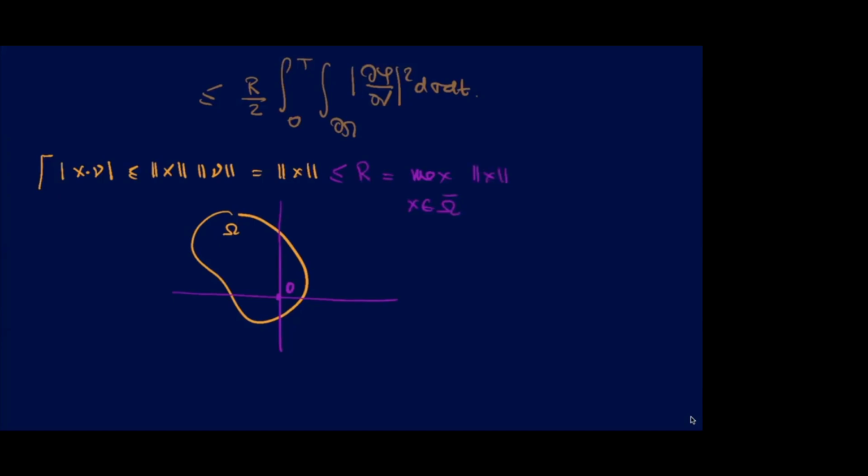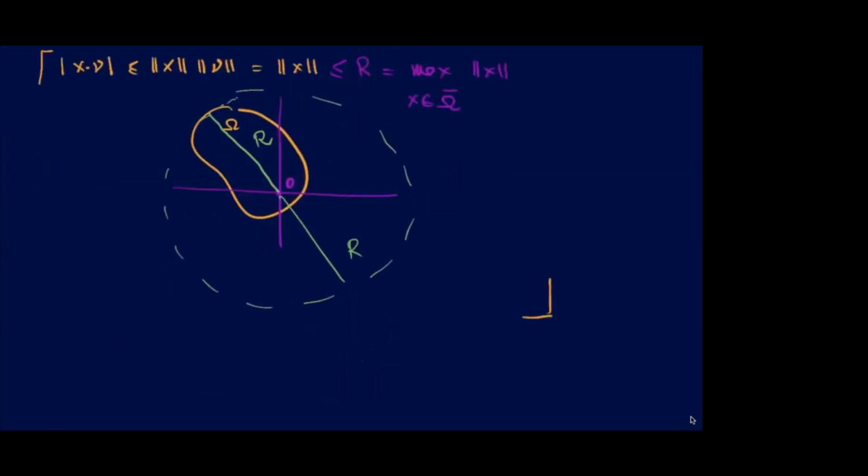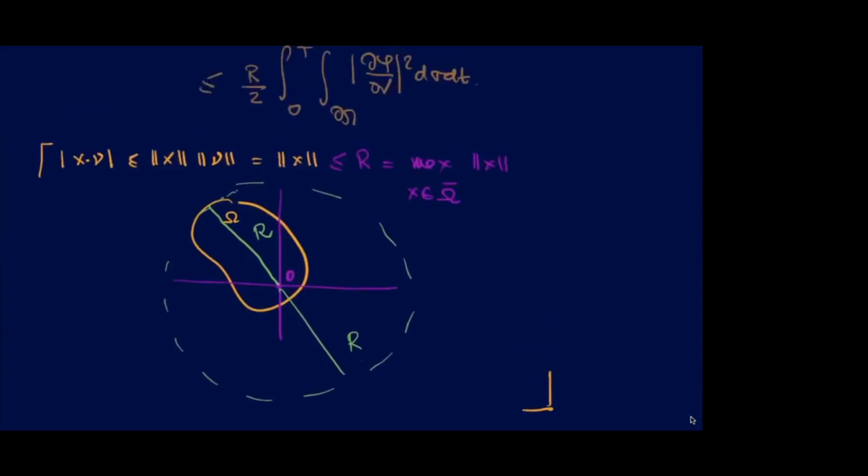And what is this radius? Well, this is the distance from the point in omega which is farthest away from the origin. So this will be the radius of the ball that contains capital omega. Of course, if the domain capital omega is bounded, this disk is always bounded and such a constant r exists.